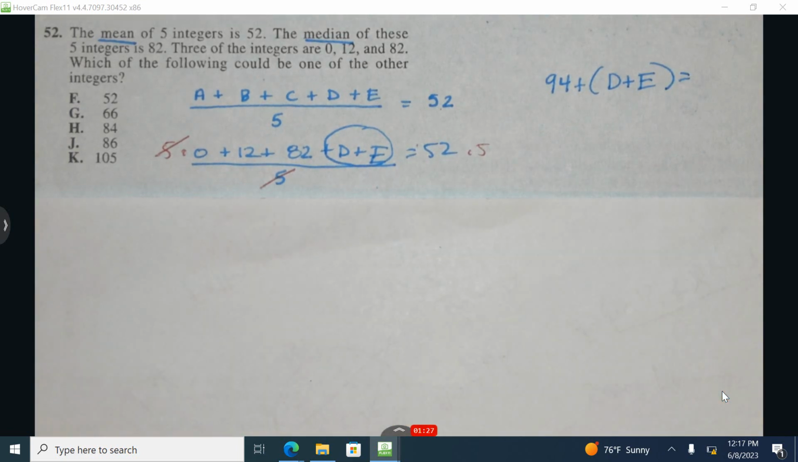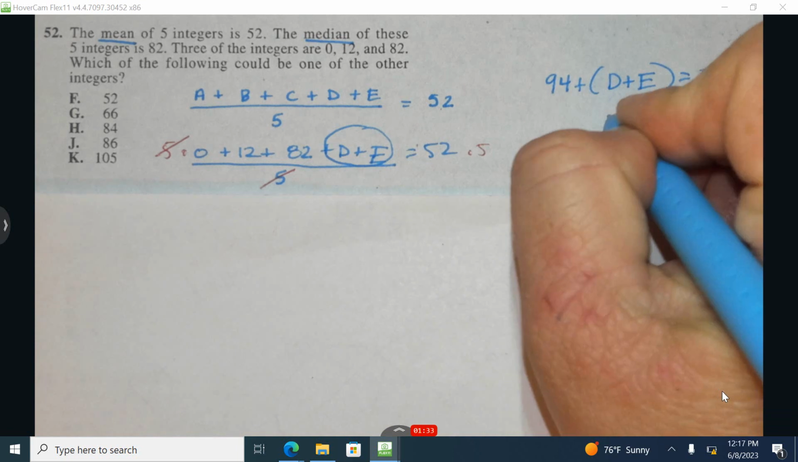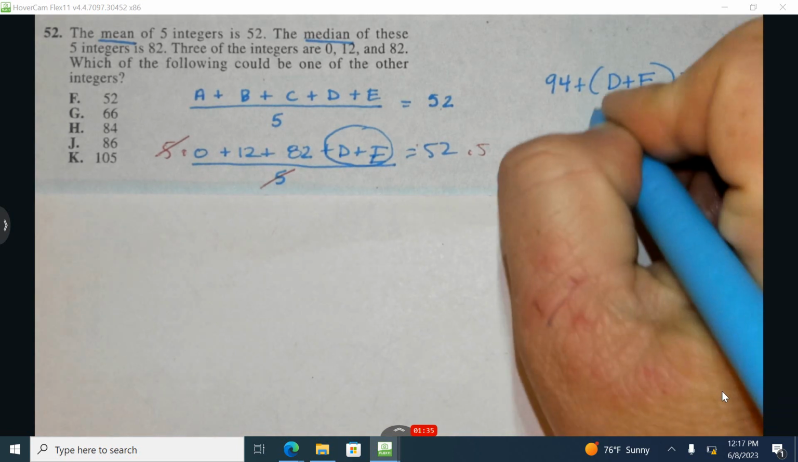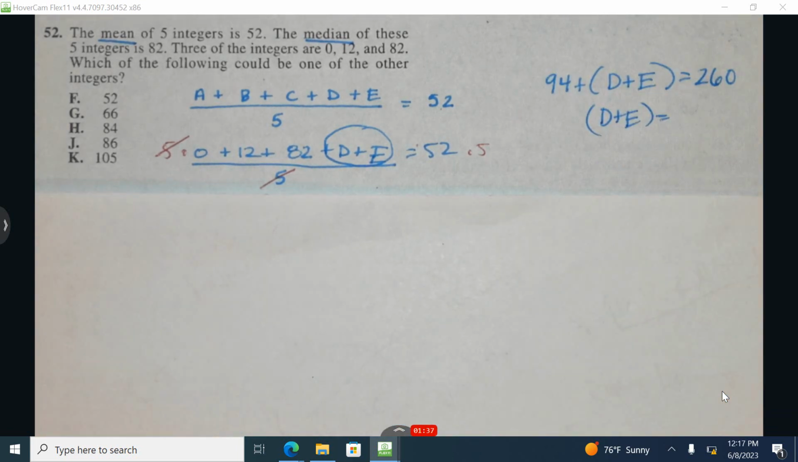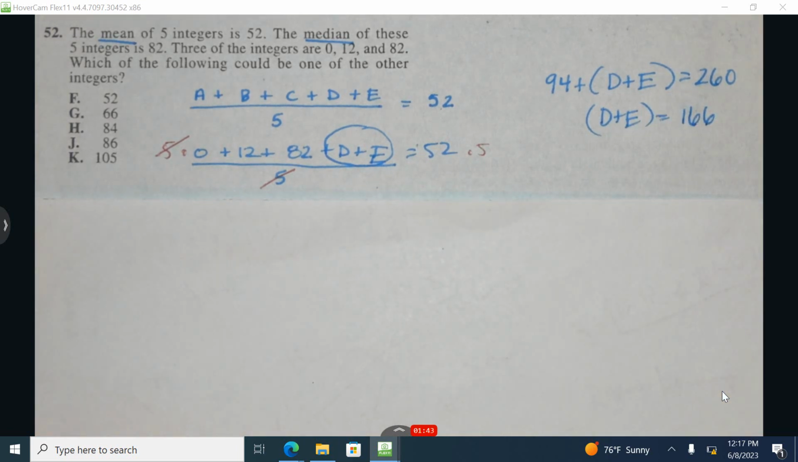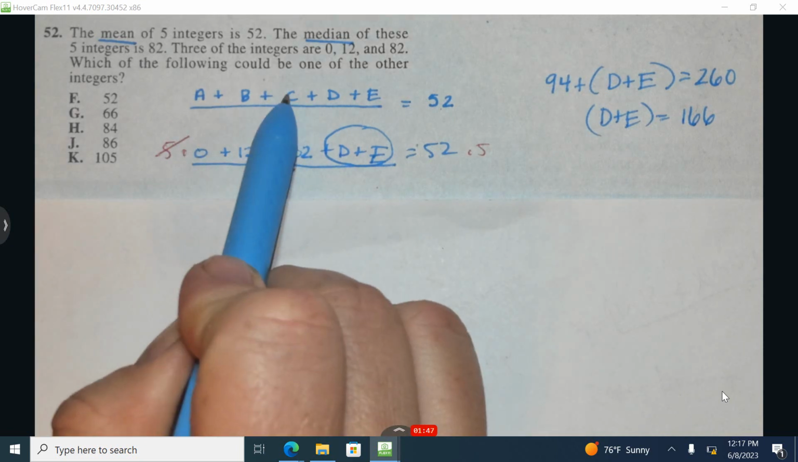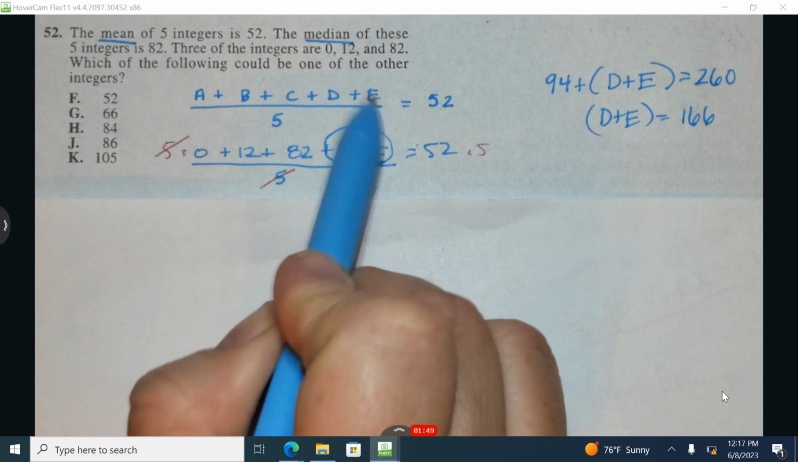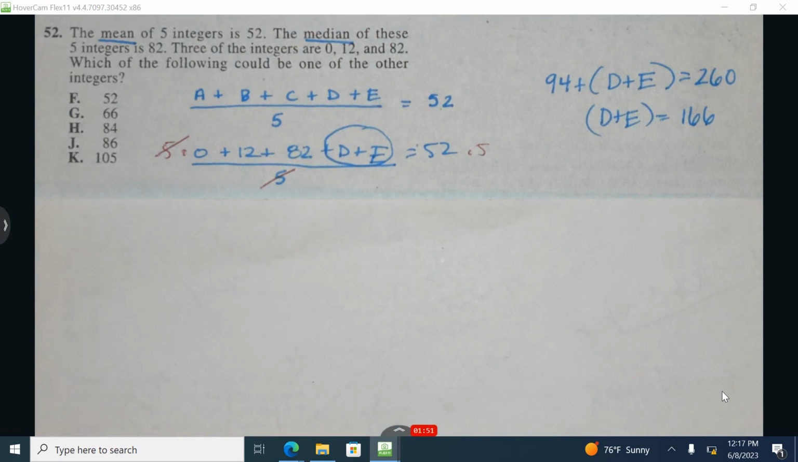So I grab a calculator, oops, just dropped it. I grab a calculator, and 52 times 5 is 260. Now I'm going to still keep D and E together. I'm going to subtract 94 from 260, and I end up with 166. So what I do know is that of the 5 numbers, I know 3, and these 2 other numbers add up to 166.